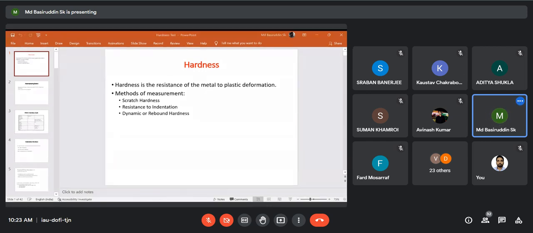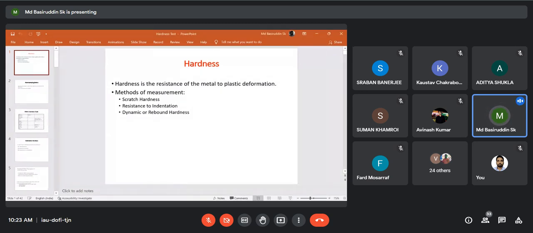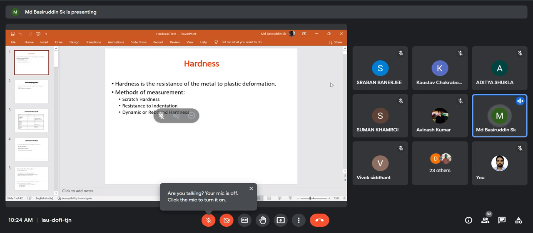So from a design perspective or a material development perspective, you should have higher hardness values, as well as higher scratch hardness values and higher resistance to indentation hardness values. All these values should be higher. Now, apart from this scratch hardness, how can we quantify it? We can quantify it by measuring the depth of scratch and the width of scratch.